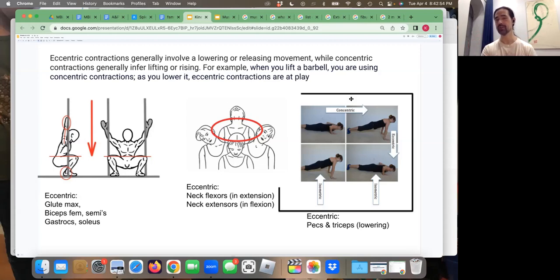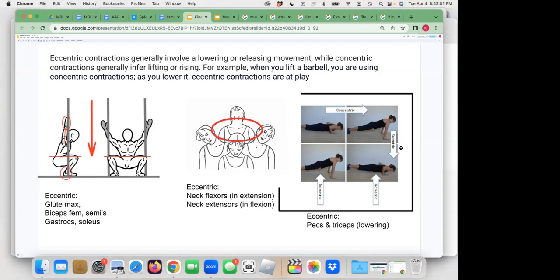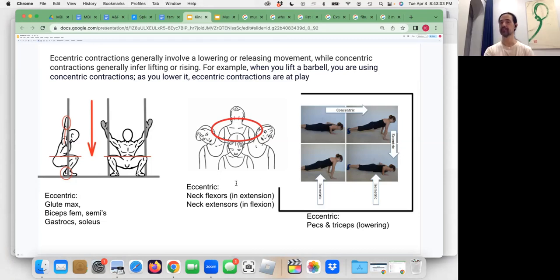All right, and now where's the eccentric? Tell me where the eccentric contraction is in a push-up. When you lower yourself down. That's right, that's right.